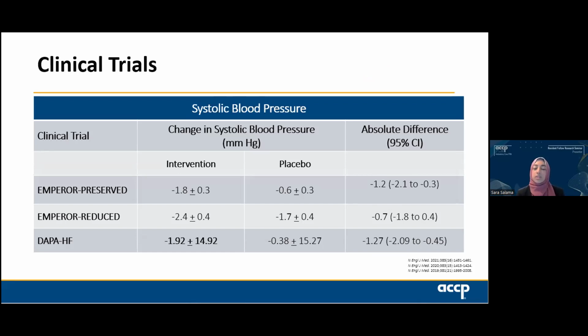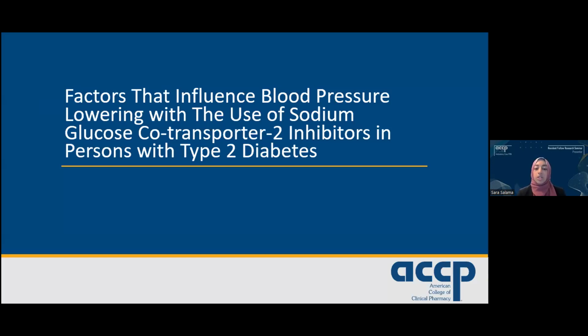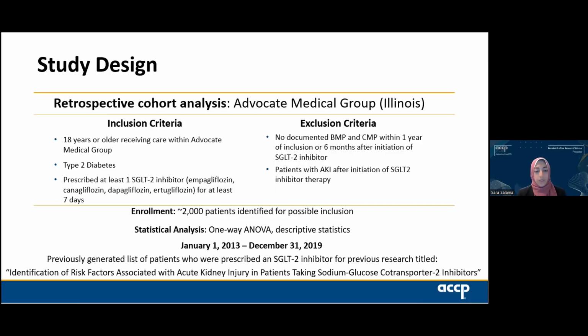Clinical trials, such as some of the ones listed here, have shown a wide range of reduction in systolic blood pressure in patients taking SGLT2 inhibitors, with a standard deviation in one trial of about 15 millimeters of mercury. This is what prompted our thinking and questioning in determining whether our patients would experience a similar change to what was observed in clinical trials. So today we'll discuss which factors in particular influence blood pressure lowering with the use of these agents in persons with type 2 diabetes.